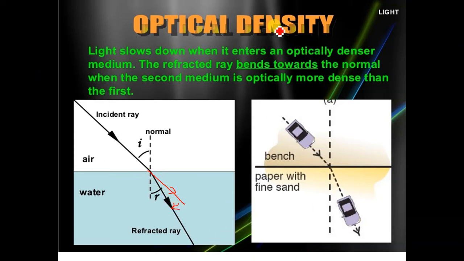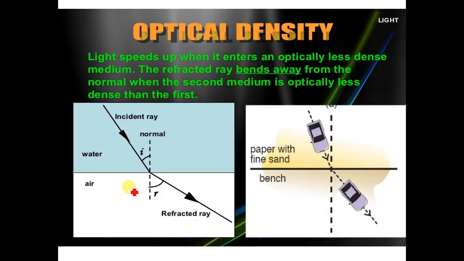And here we have an example, like if you have a car on a bench, you are moving it on a bench, okay, then it enters a place where we have paper with fine sand. So the car will not continue straight, it will rotate like this, it will bend toward the normal because it enters a material which is more dense here. Okay, so it slows down, it goes like this.